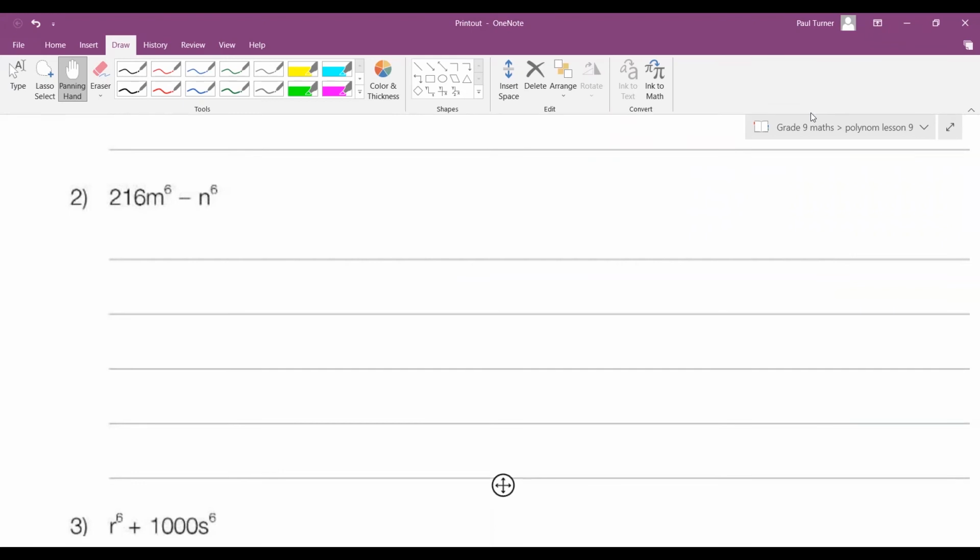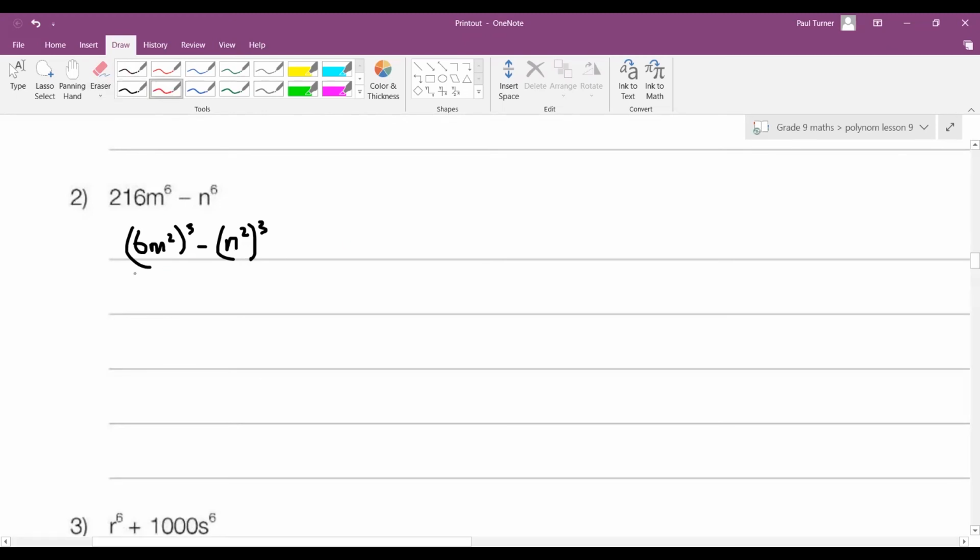So I'll do question 2 for you and see what that looks like. So 216 as a cube would be 6, and we'll have m squared cubed minus n squared cubed, like that. Right, so you should have that set up. So we got the difference of cubes.